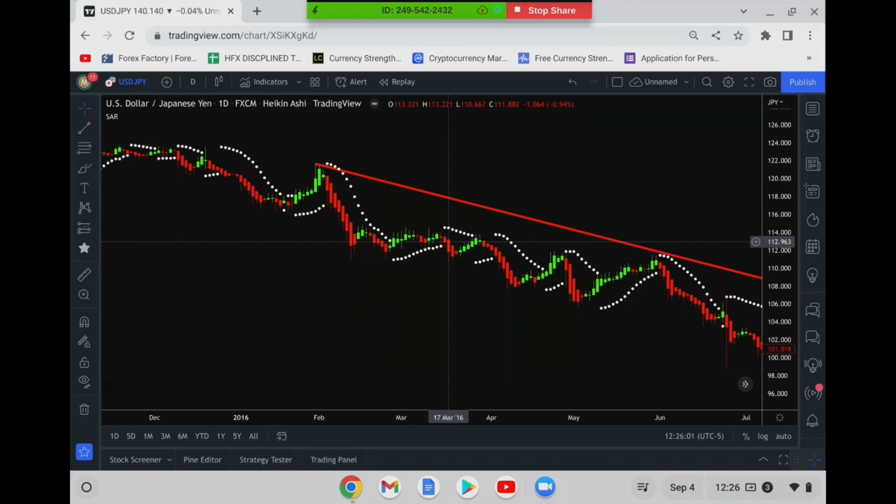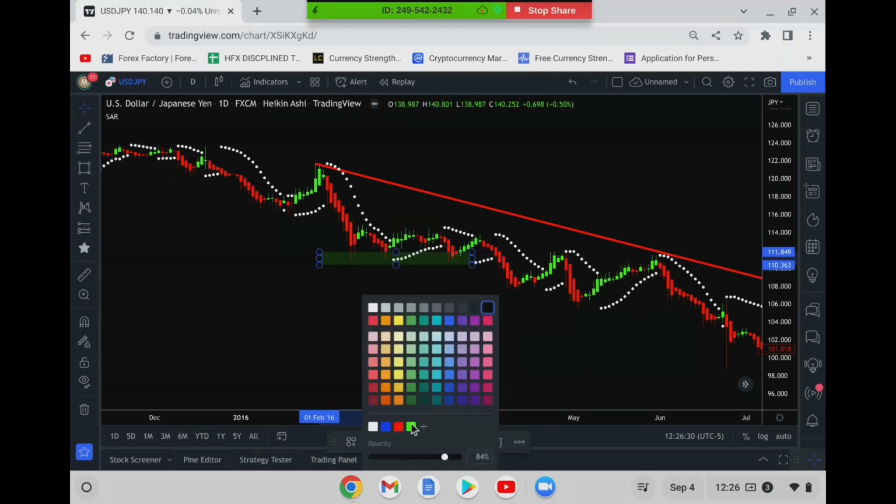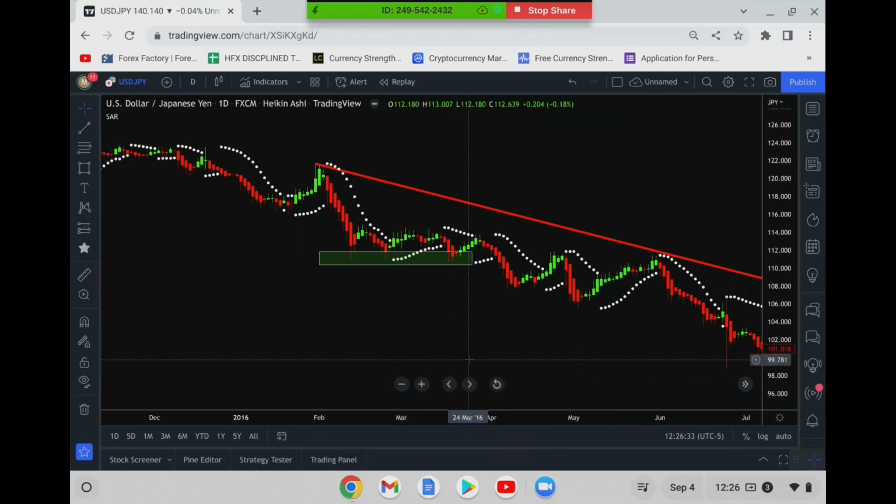So if we take a look here in the past, I'm going to show you guys how you would have been able to avoid this little drawback right here. We can see that in the past, price actually continued to respect the same area within the market. Let me just show you guys. This area right here, you can see that price came down, but then it bounced back up. It came down, but then it bounced back up.